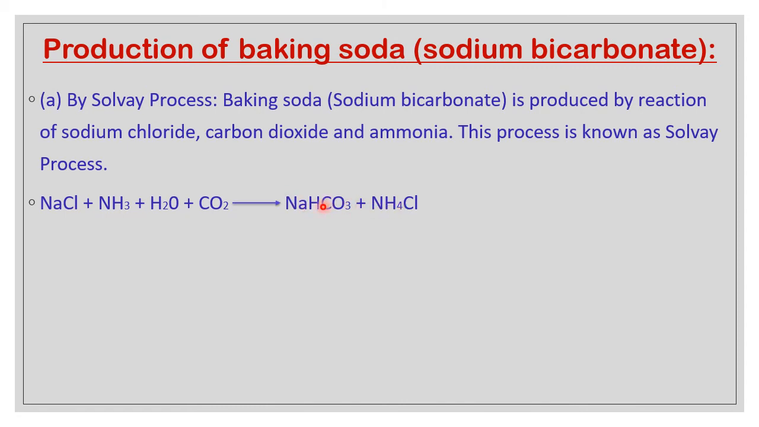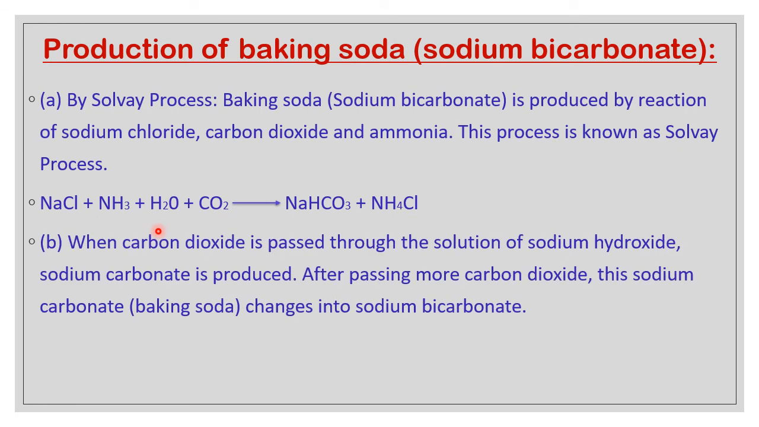So in this way, sodium hydrogen carbonate or the baking soda is prepared by the action of carbon dioxide on ammoniacal brine. One more method is there, that is similar to passing carbon dioxide on lime water. Please recall, when we pass carbon dioxide on lime water, that is Ca(OH)2, it converts into white color calcium carbonate. When you pass excess of CO2, the white color disappears. Why? Because calcium carbonate converts into calcium bicarbonate, which is soluble in water. That's why the color disappears.